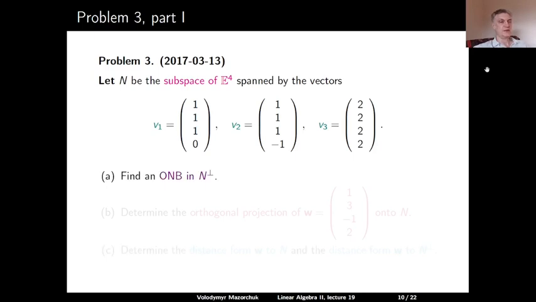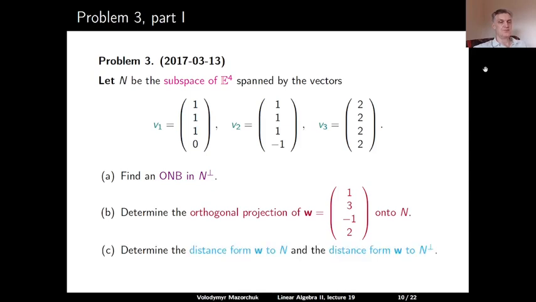A. Find an orthonormal basis in the orthogonal complement to N. B. Determine the orthogonal projection of the vector W, which is equal to 1, 3, minus 1, 2, onto N. C. Determine the distance from W to both N and the orthogonal complement to N.